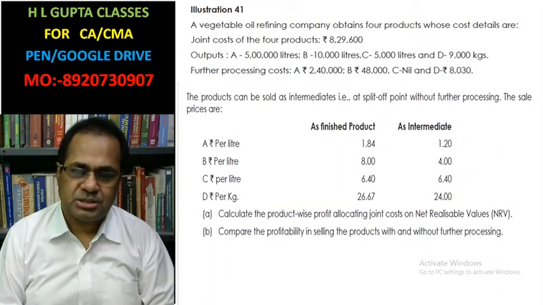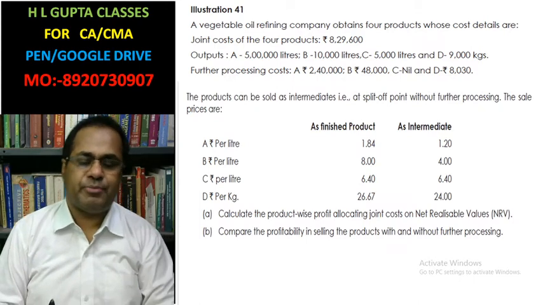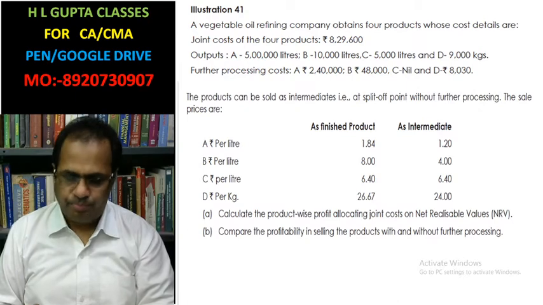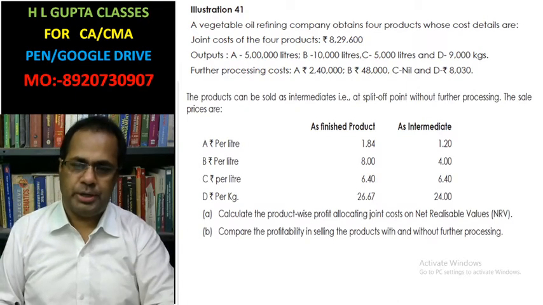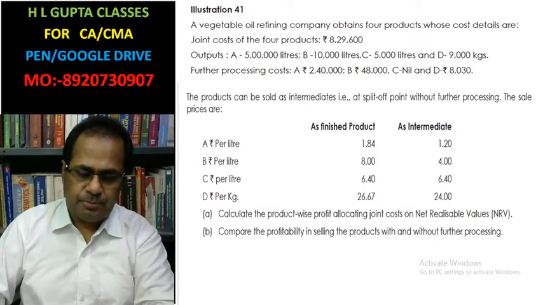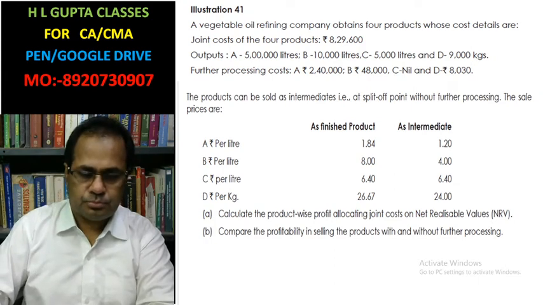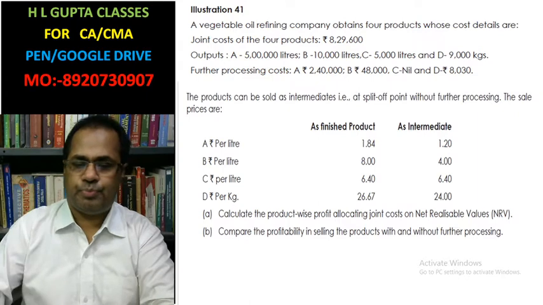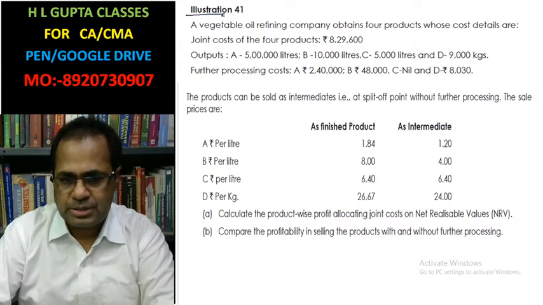I'm going to discuss illustration 41 of joint and byproduct costing, CMA Inter Cost Accounting. Please read the question here. Okay, illustration 41.